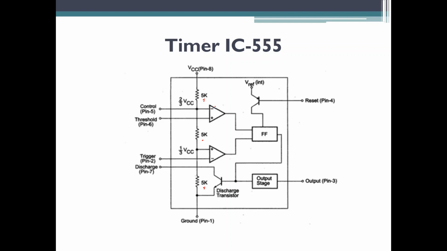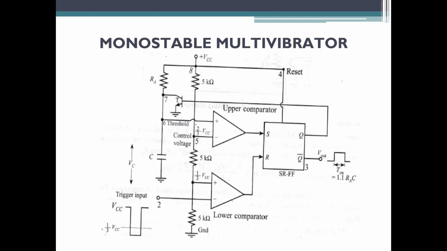So this is basically your 555 timer IC. Using this timer IC we will be building a multivibrator circuit. How it is to be built, we'll check out in the coming slides. See, the first one here, monostable multivibrator. As the name says, monostable multivibrator means it is having a single stable state. So, monostable multivibrator using 555 timer IC.